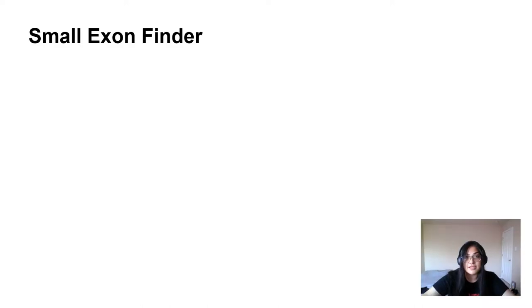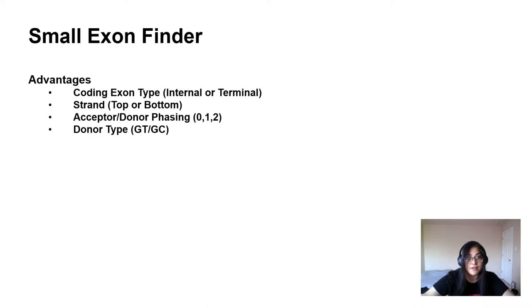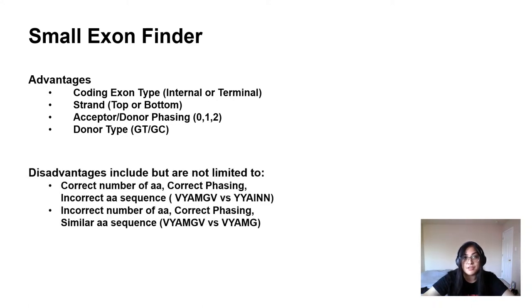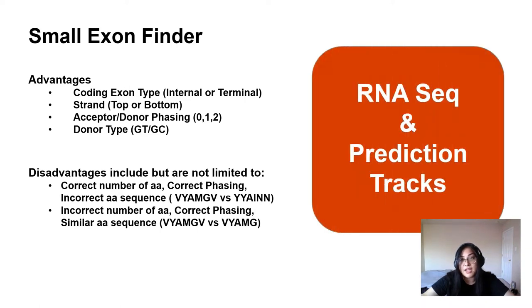As I was mentioning before, there are advantages to using the Small Exon Finder, but there are also disadvantages, such as when you populate results from the Small Exon Finder, you might have a result that has the correct number of amino acids and correct phasing, but it has the incorrect amino acid sequence. Or maybe it has a similar amino acid sequence and correct phasing, but there's an incorrect number of amino acids. When you run into these problems, you're able to actually use RNA-seq and prediction tracks to your advantage, and that information can help you consider whether or not you found the CDS in question.